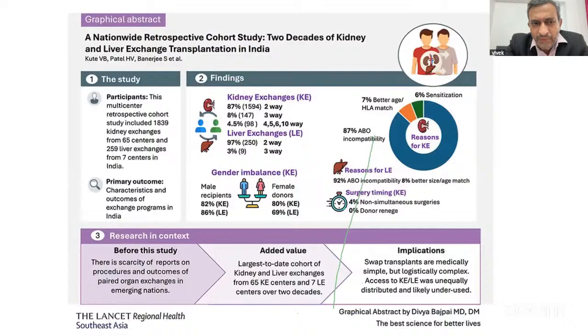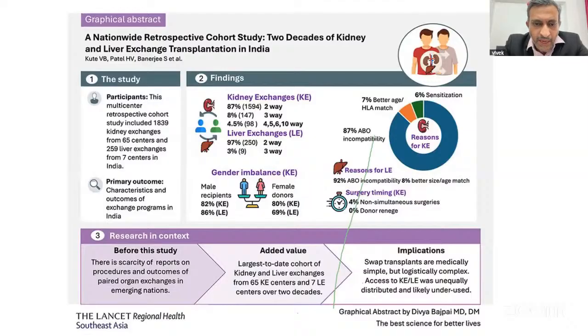So this is our recent publication in Lancet Regional Health Southeast Asia, a nationwide retrospective cohort study, 2 decades of kidney and liver exchange transplants in India. This is data of 1839 kidney exchanges from 65 centers and 259 liver exchanges from 7 centers. So our center is doing software allocation with the help of software provided by the APKD team, Professor Rees, and many other centers are doing manual allocation.